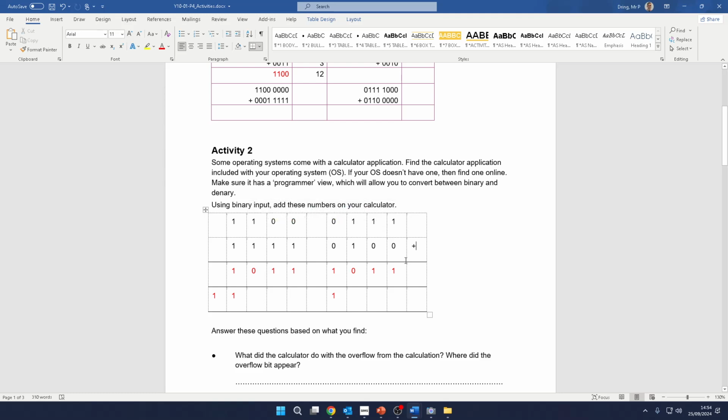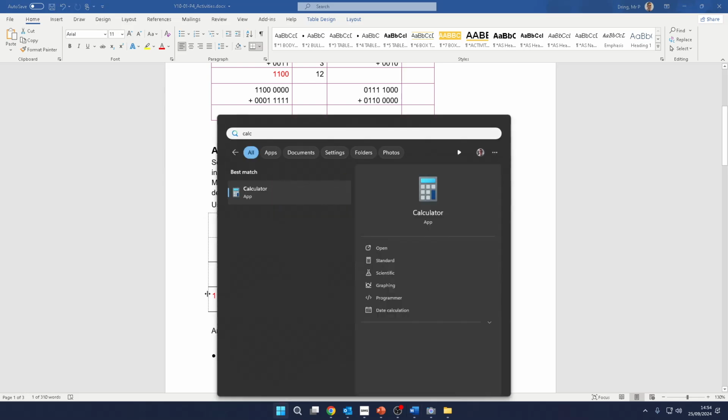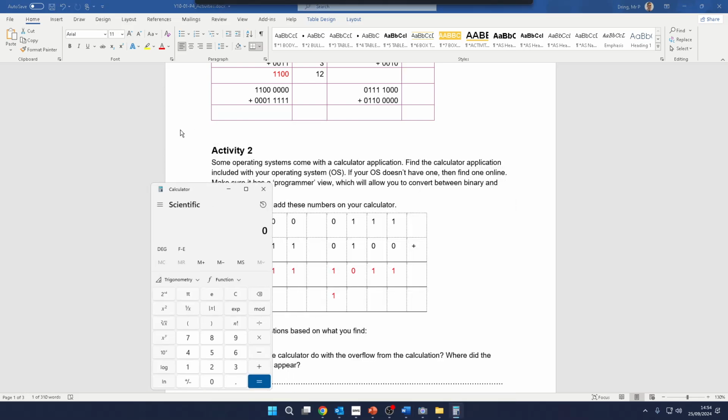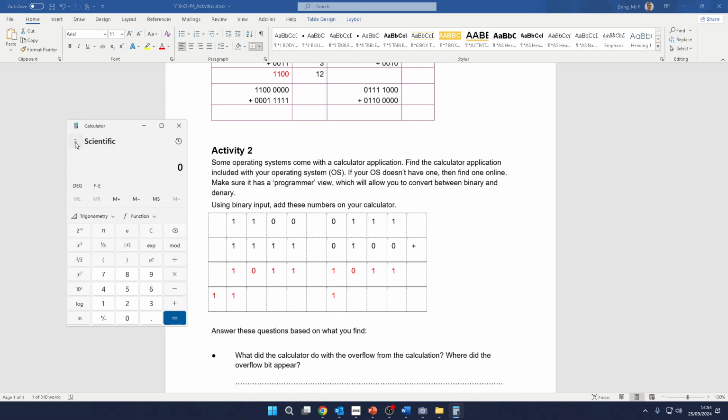Okay, so for activity 2, we've gone through how to put these carries in, and we've established that we haven't got enough bits to store the answer here. We need this overflow. Let's use a calculator, bearing in mind you're not allowed to use a calculator in the exam. And if we change the mode from scientific to programmer, we can now work in binary.